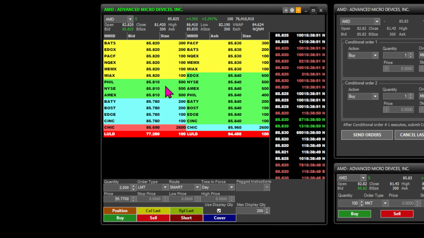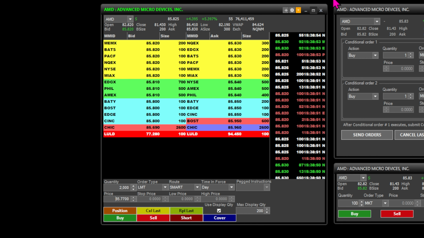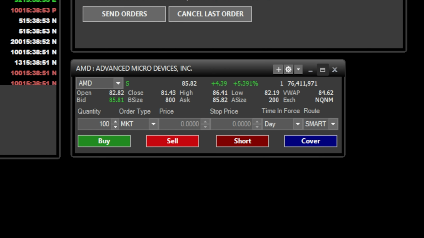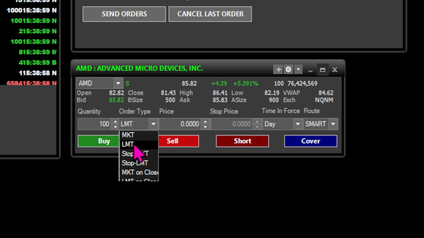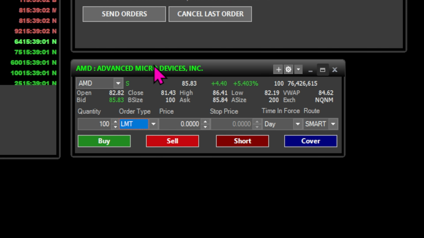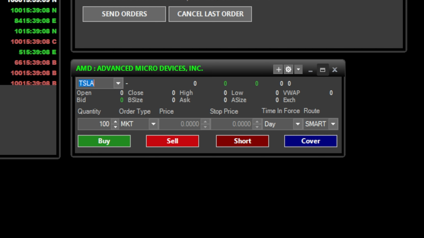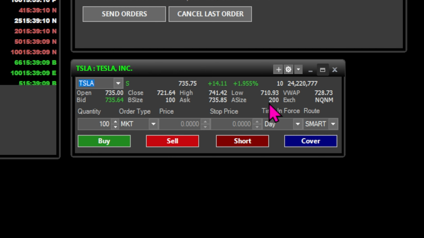And so that's going to be representative of a limit order. Now, this is the Trade Zero platform, so you have a couple of different ways to do your order entry. You have your basic simple order entry mechanism, which is just as simple as putting the stock in there. Let's put Tesla in there. It's trading at about 735.60 right now.